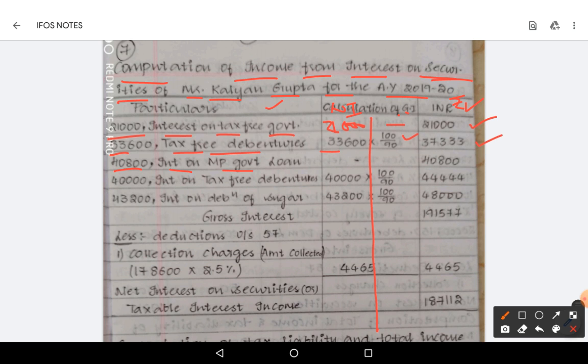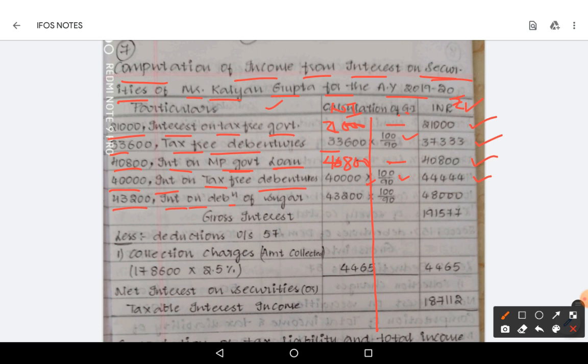40,000 interest on MP government. Government means whatever interest received, that is your net interest. 40,800, and no need to gross up, that is only your gross interest. 40,000 interest on tax free debentures. Tax free debentures, not government, more than 5,000, so 40,000 here and 100/90 you will get 44,444 as the net interest, sorry, gross interest.